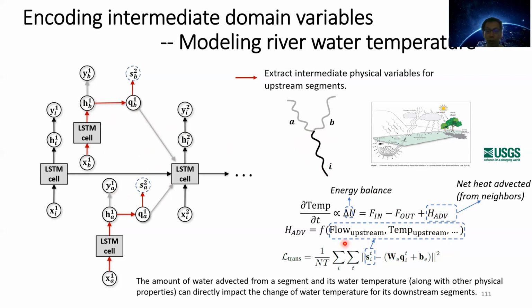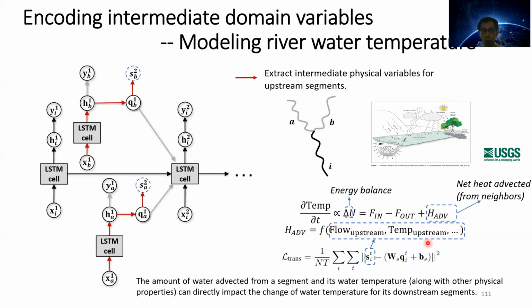And also according to the physical formula, this HADV term can be calculated as a function of a set of intermediate physical variables. These intermediate physical variables are physical properties of the upstream segments A and B, such as stream flow and the temperature of these segments. It's very intuitive, because we can imagine that when the water merges from A and B to the downstream segment I, the stream flow, like the velocity of these rivers, and also its water temperature can directly impact the water temperature change for the downstream segment I. That's why we have to estimate these intermediate physical variables.